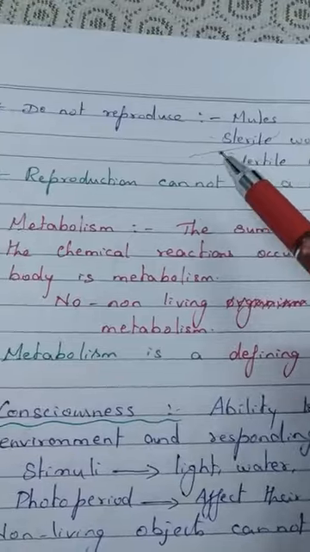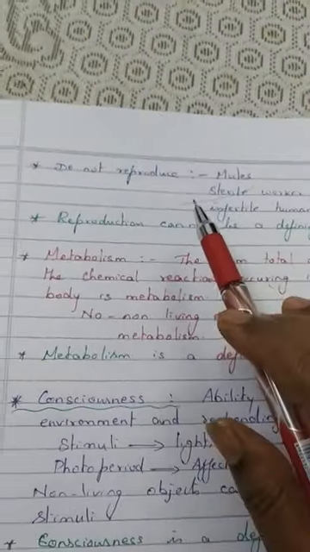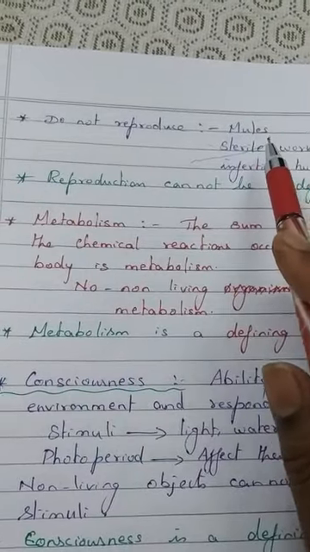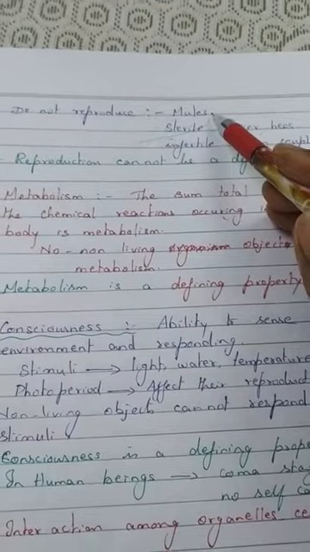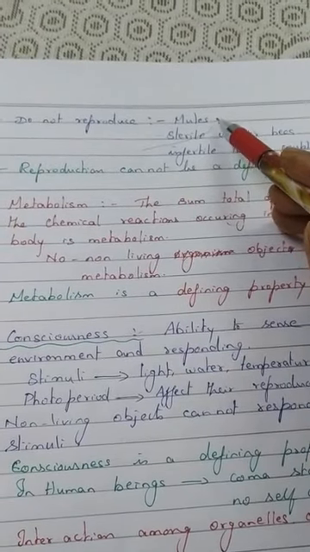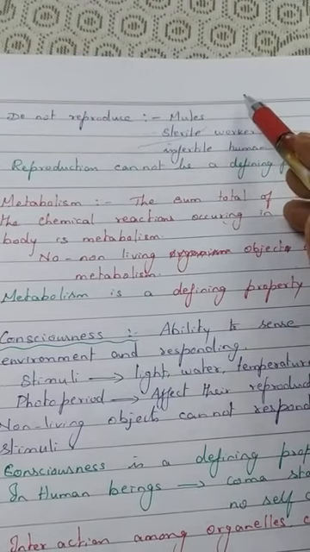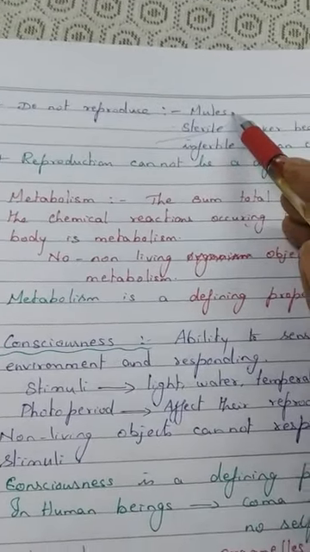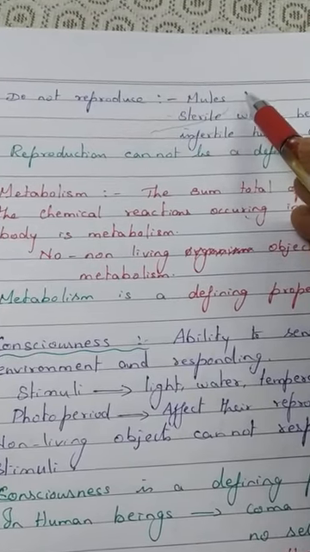So living organisms reproduce. Till now we studied that. But there are some living organisms that cannot reproduce. Example, mules. What is a mule? It is a hybrid between a donkey and a horse. And this mule cannot reproduce. It cannot give birth to young ones.